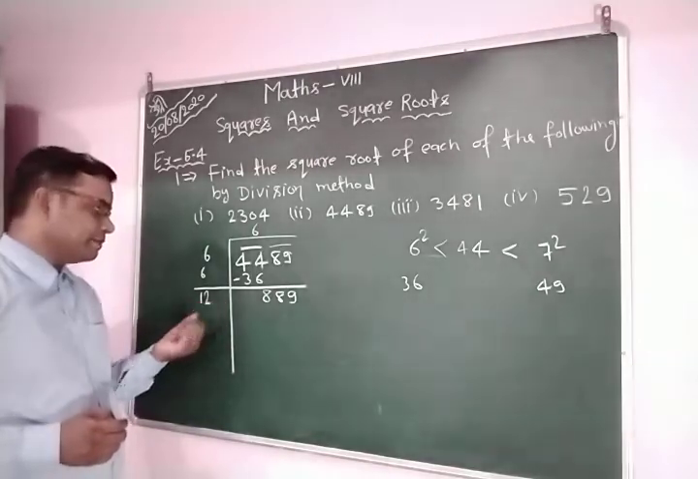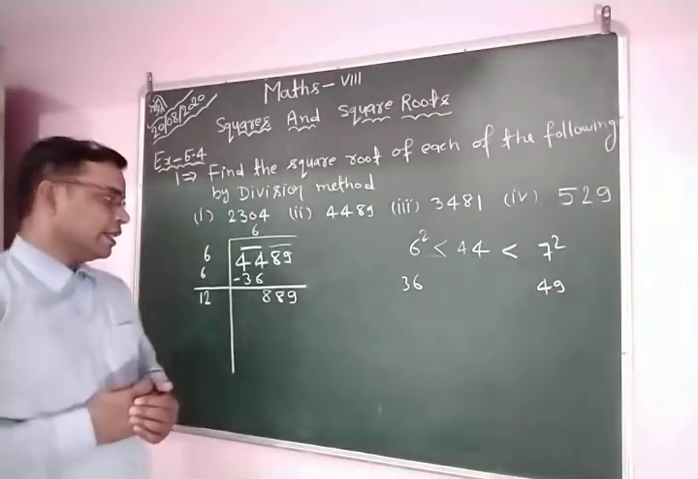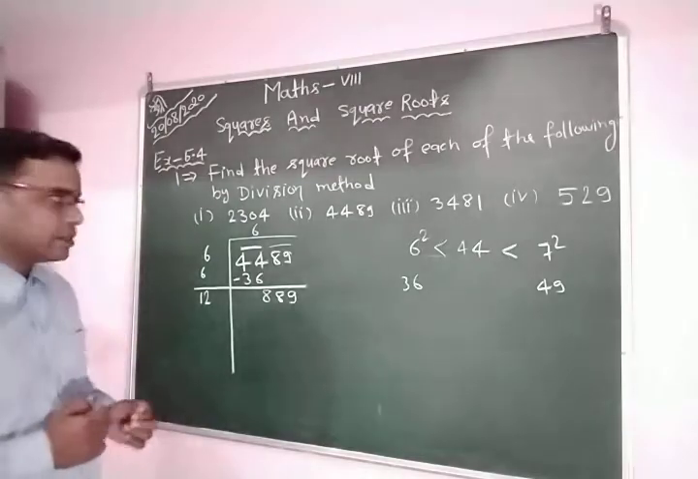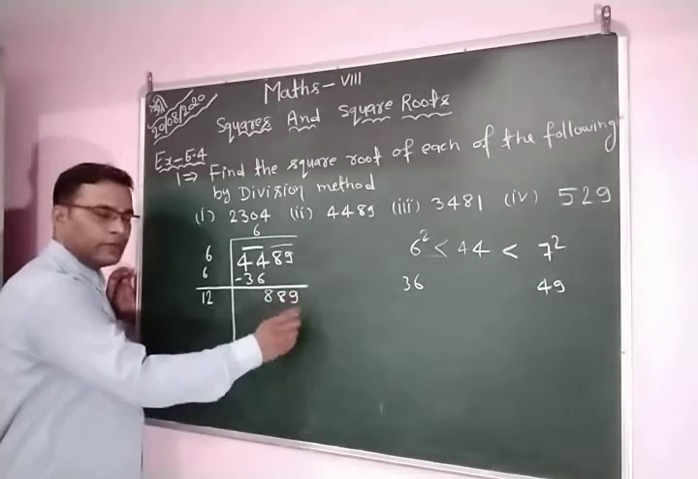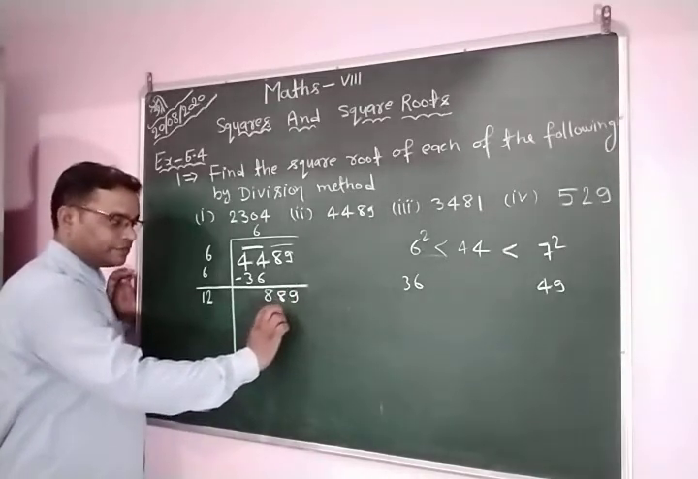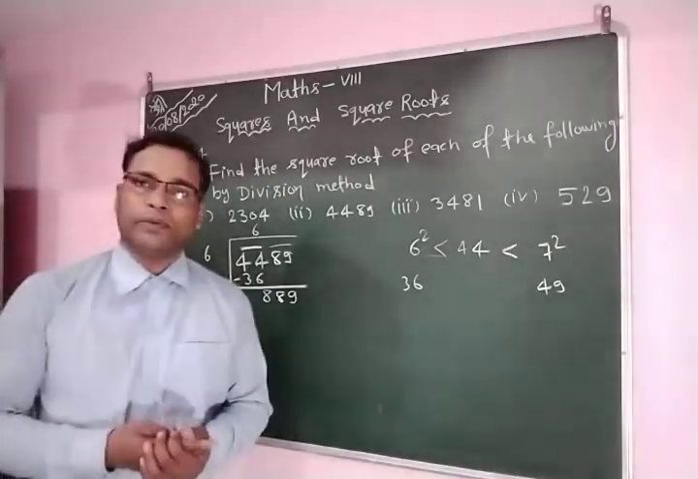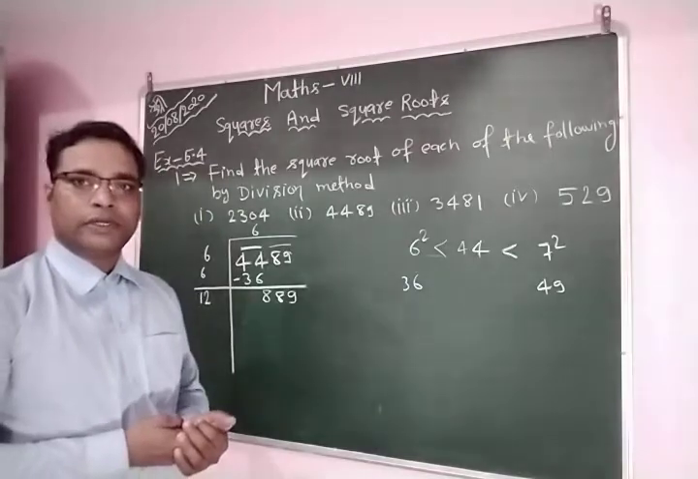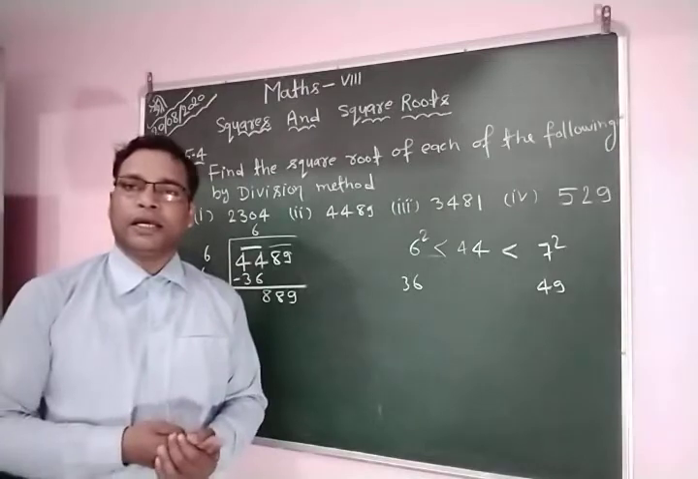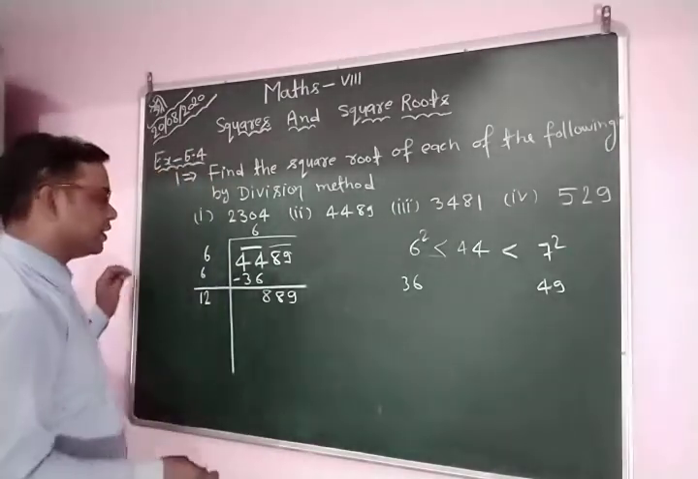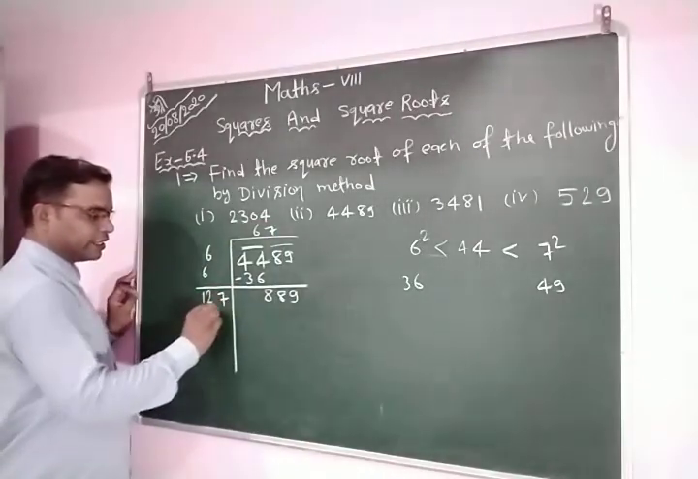Okay, and now we select a possible number such that if we multiply, we obtain less than or equal to 889. So cover this 9, one digit, and we divide 88 by 12. 12 times 6 is 72, and 12 times 7 is 84. So we obtain a number less than 88, so we write here 7, and again here 7.